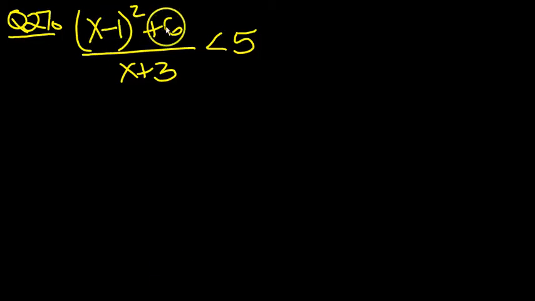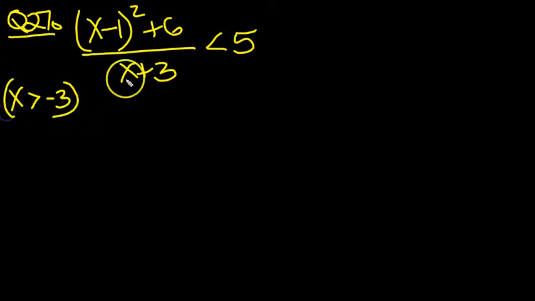(x minus 1) squared plus 6 over x plus 3 is less than 5. Let's have a look at these two sub-problems then. First of all, when x is bigger than minus 3, the denominator will be positive because x plus 3 will be greater than 0, won't it? So now we can move this up.